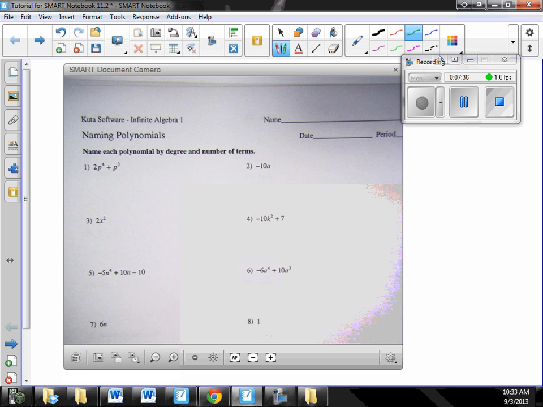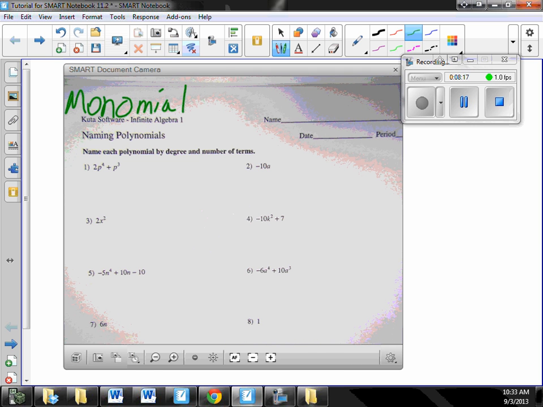Okay, look at number 2. What type of polynomial is number 2? Monomial. It only has 1 term. What is the degree of degree 1? What about number 8? It's a monomial. Not no degree, degree 0. It has a degree, it's degree 0. Monomial. Mono means 1. So it would be monomial of degree 1.